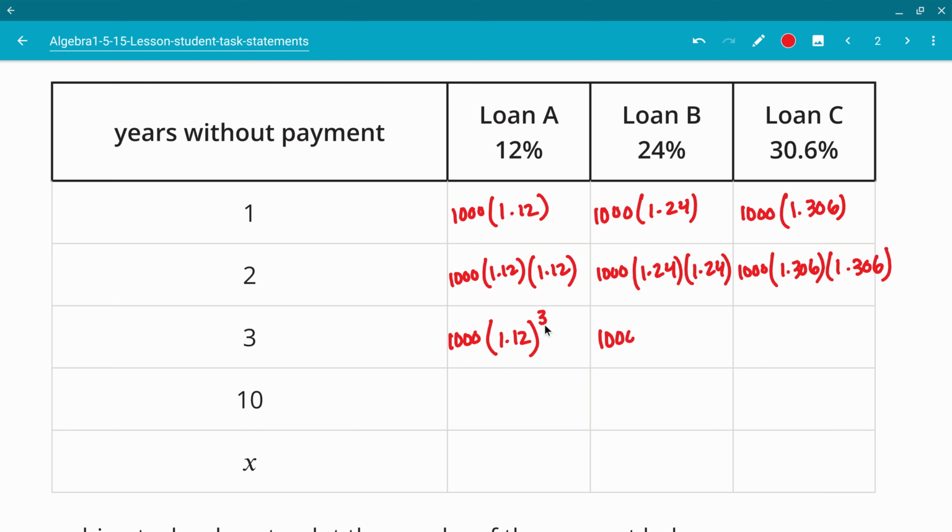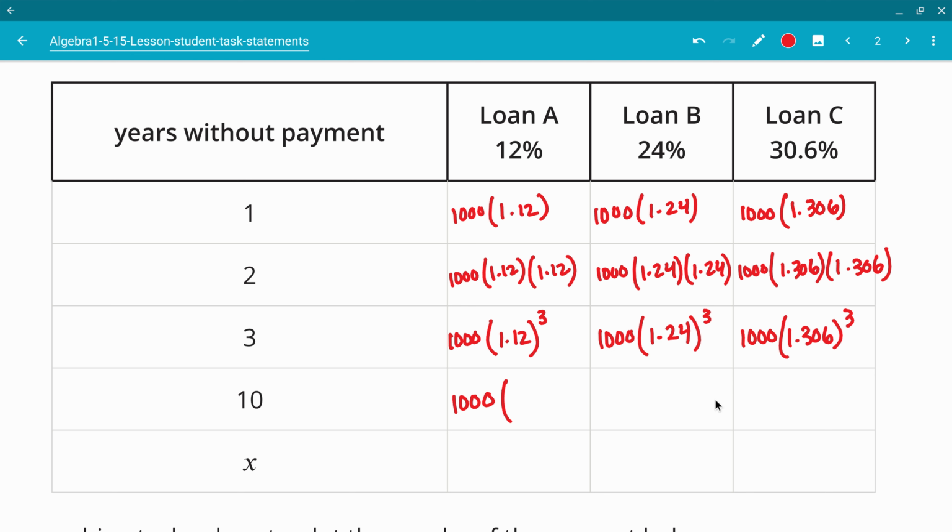So now I can do the same thing for the other one, except instead of using the 12% interest rate, now we got the 24% interest rate. And then we can also do it for the 30.6% interest rate. And it might have been a tight squeeze, we might have still been able to fit it, but definitely by the time we get to number 10 right here, there's no way we're going to be able to fit 10 of those inside these itty bitty tiny boxes. So exponents come in handy.